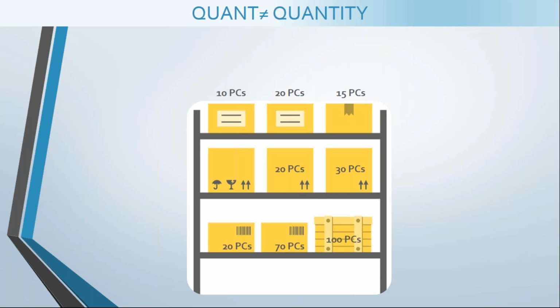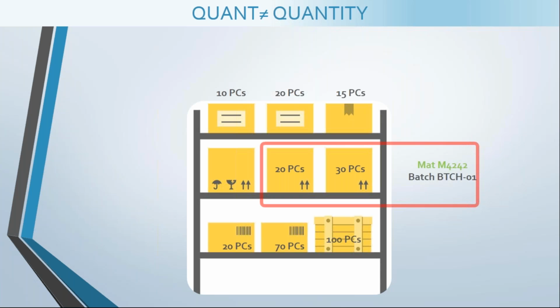But I thought maybe representing it this way would probably make it a little easier for all of you to understand. Okay, first thing to notice: quant is not equal to quantity. They are two different things and cannot be used interchangeably. Now, let's say you have three bins, and as you can see, there are different materials, different quantities stored in these three bins. Let's start with this material.